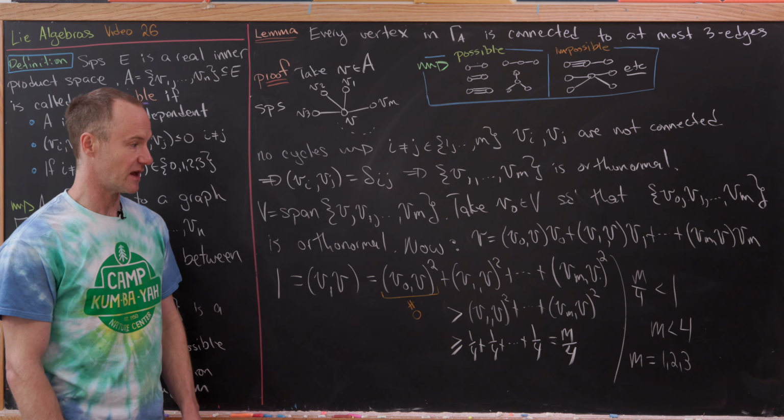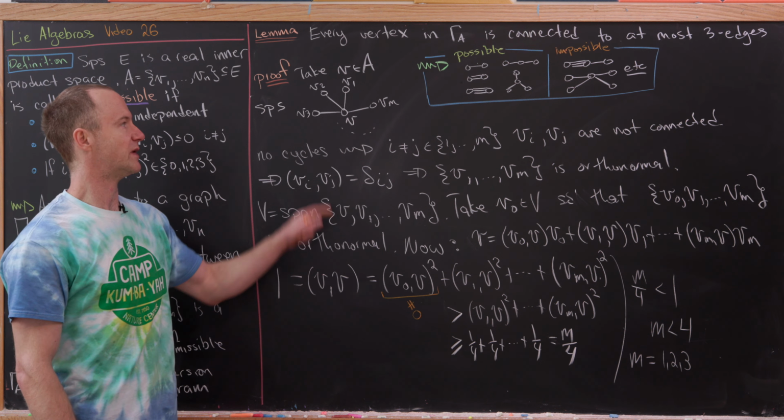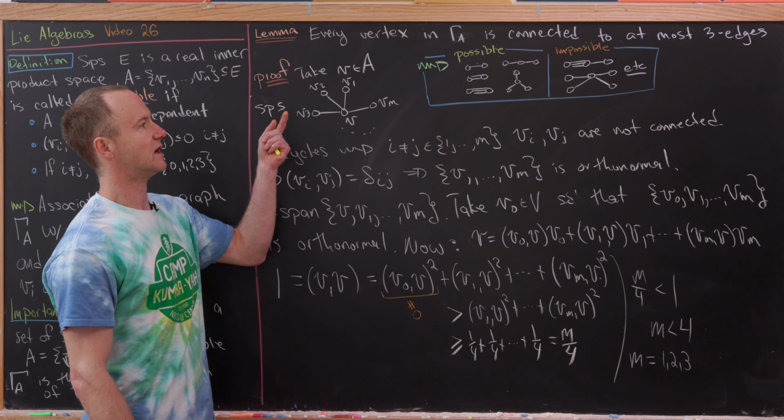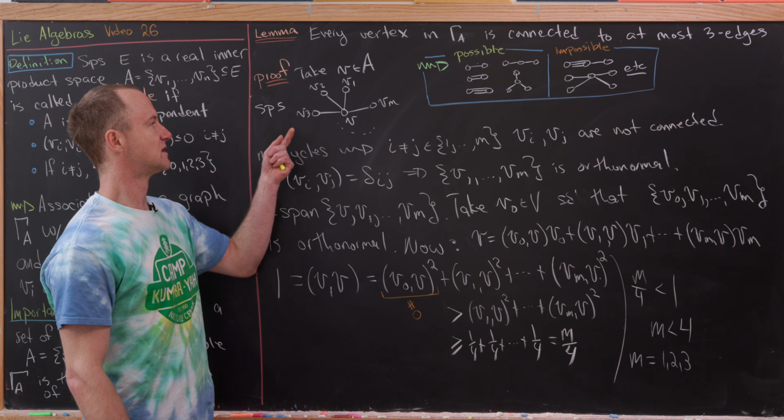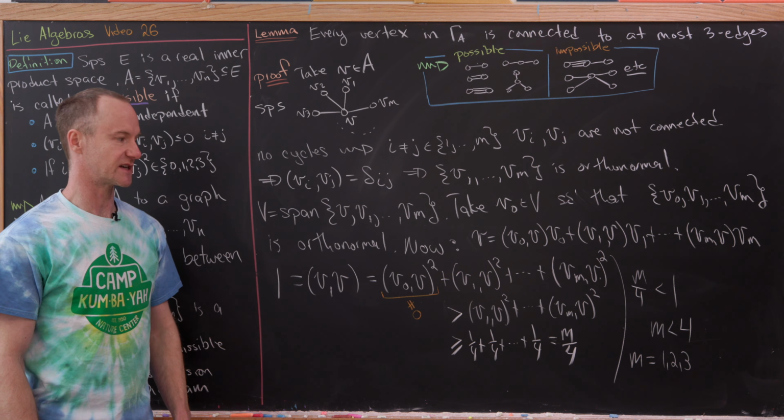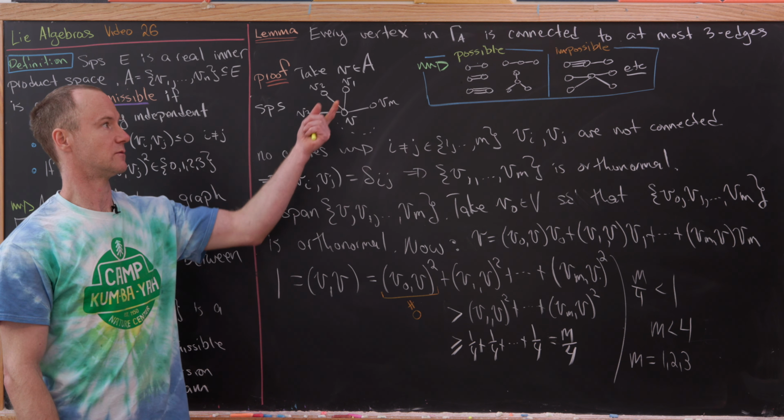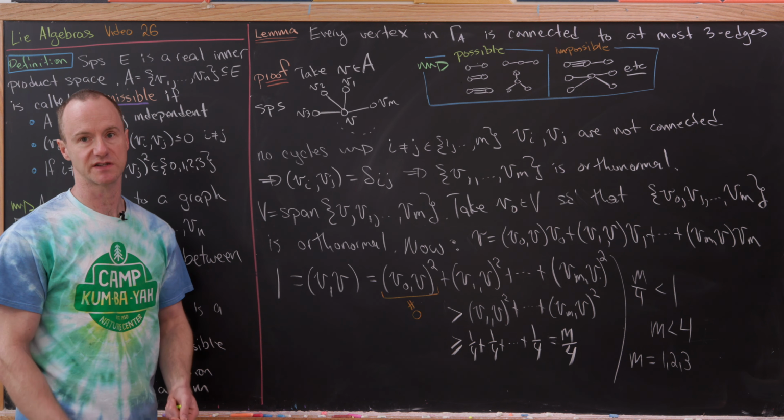So let's see, we've got there, m is 1, 2, or 3, but m also counts the number of edges that are connected to this vertex v. So that means, well, we've finished this result. Okay, so let's move on.